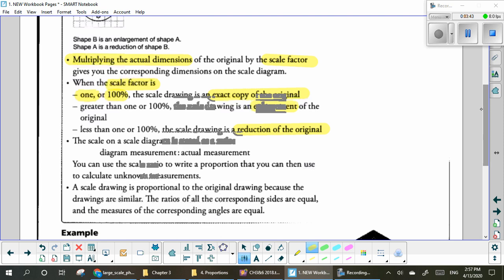Usually when we're representing this scale ratio, we have the diagram measure compared to actual measure. So diagram to actual measure. Here it's set up in a ratio form, but we will use more of a fraction form. We're going to create proportions and calculate the things we're looking for, the unknowns. All right, so that's the general gist of our lesson.